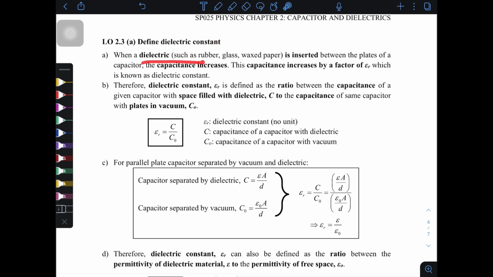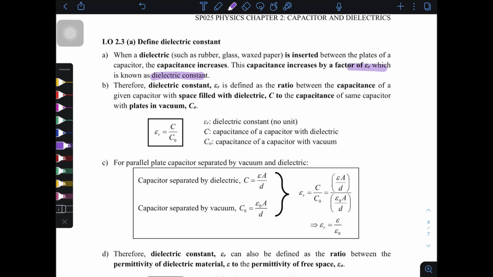So when a dielectric such as rubber, glass, wax paper is inserted between the plate of a capacitor, the capacitance will increase. So kita kata tadi dielectric tu insulator. Insulator tak ada free moving electron, so akan increasekan the capacitance. This capacitance increased by a factor of epsilon R, which is known as dielectric constant. So ini ialah dielectric constant, simbolnya ialah epsilon R.